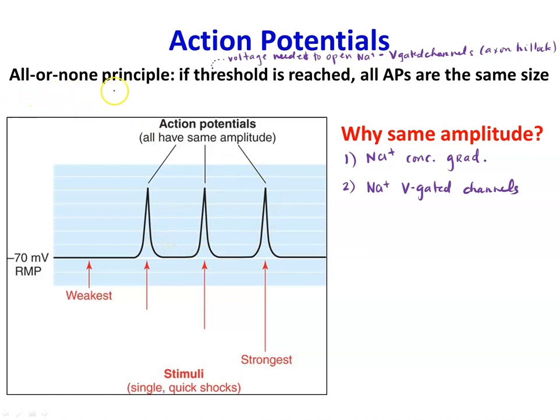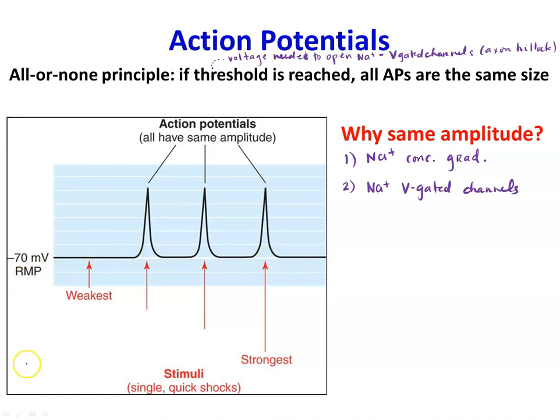And there's an all or none principle, is because just as long as I reach threshold and start to kick off sodium coming in through that axon hillock, all that sodium is going to start traveling down the axon and then kicking off all of the sodium voltage gated channels in the axon itself.